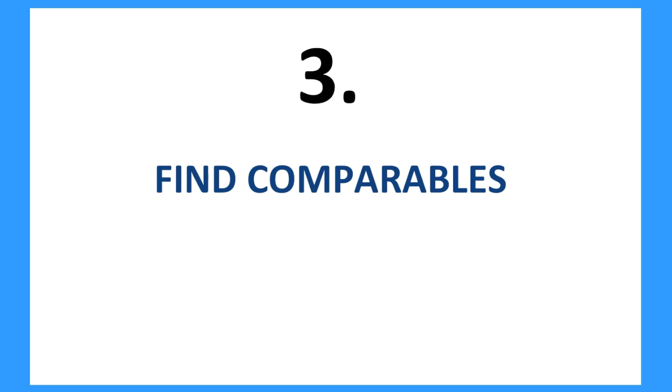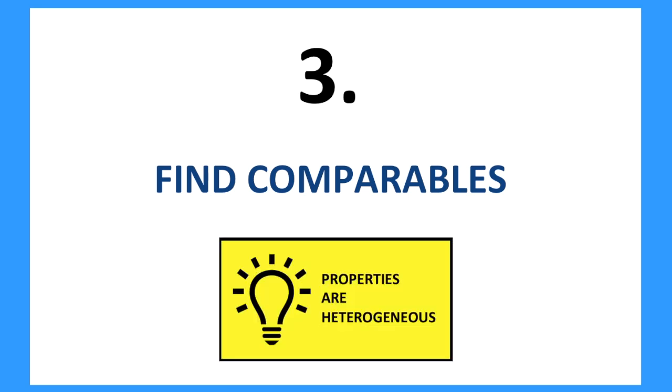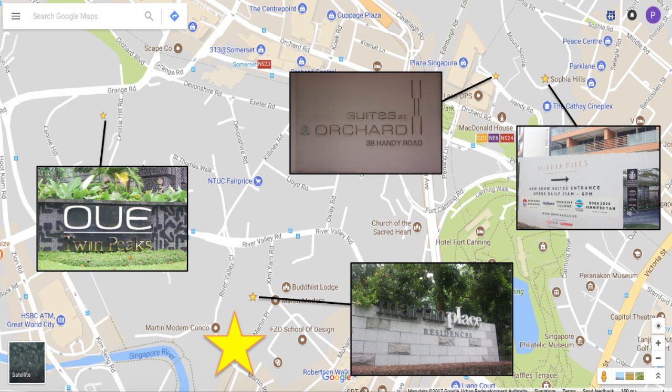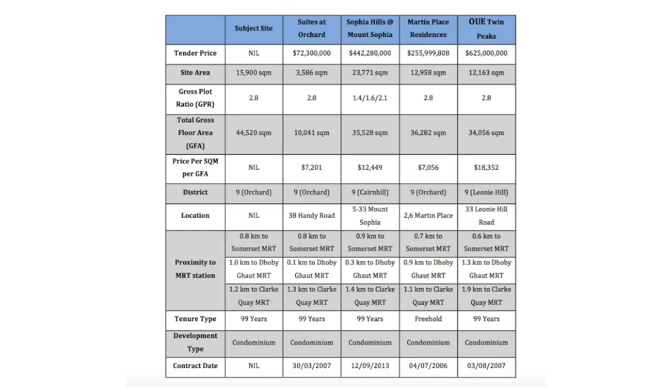Now, we know what we are going to develop. We can find similar properties to do the comparison. As you know, no 2 properties are alike. Therefore, we have to find the most similar properties for a more accurate and reliable valuation. These are the comparables that we will be looking at. Suites at Orchard, Martin Place Residences, OUE Twin Peaks, and Sophia Hills. These are the details of the comparables.